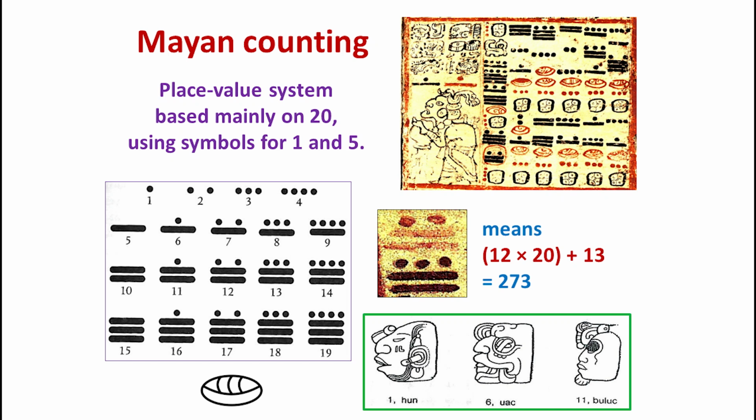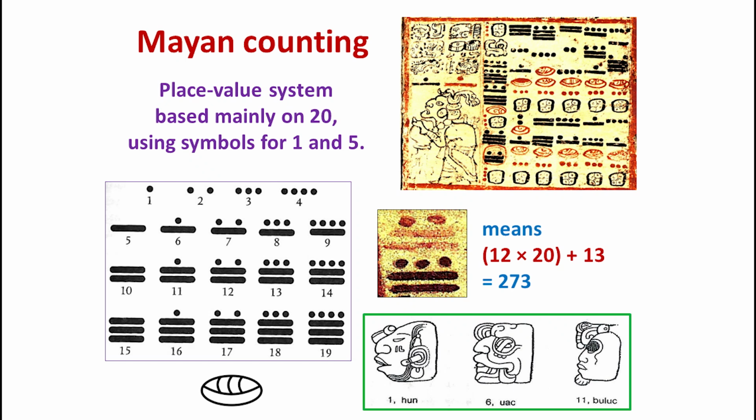A different method of counting was used for the calendar calculations of the Mayans of Mexico and Central America. These survive in a small number of manuscripts drawn on tree bark. Here counting was based mainly on 20, combining dots and lines to give all the numbers from 1 to 19 as shown. For larger numbers, they piled these numbers on top of each other. So here you can see 12 20s in red, plus 13 in black.